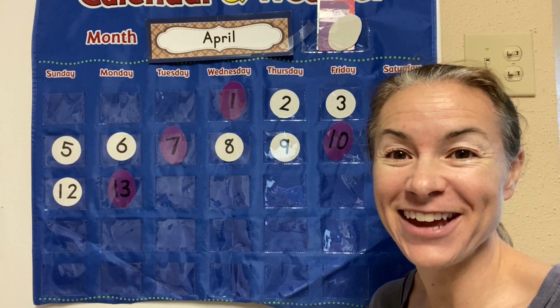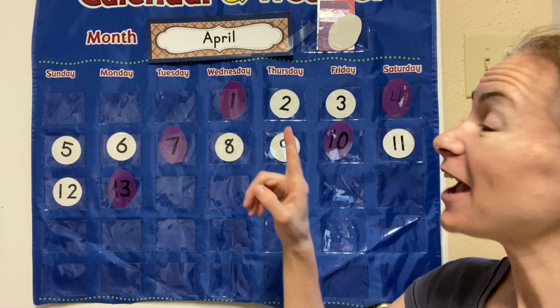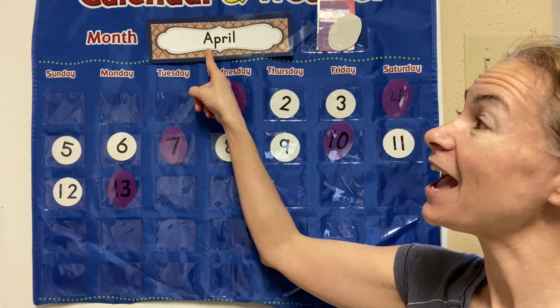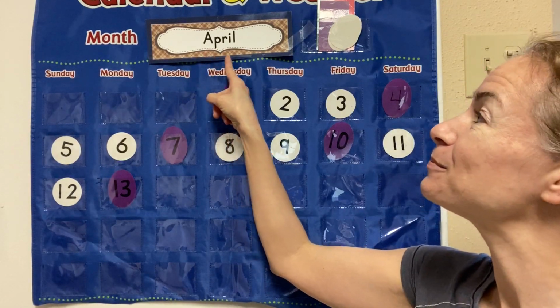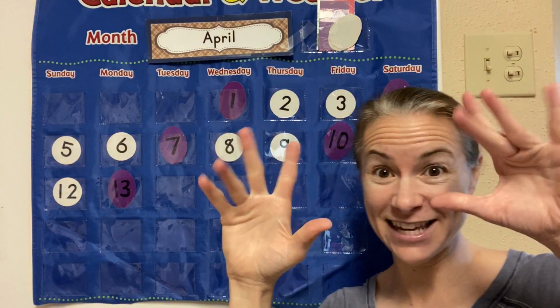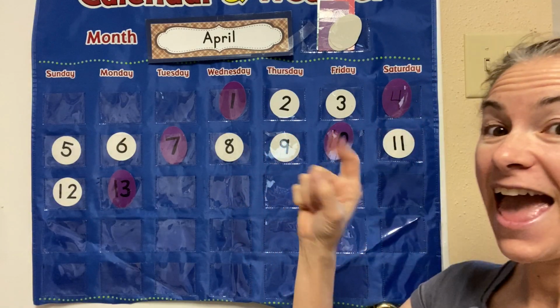Okay, it's time for us to do calendar. Are you ready? Okay, the month is A for April. And let's get our counting fingers ready. And ready?